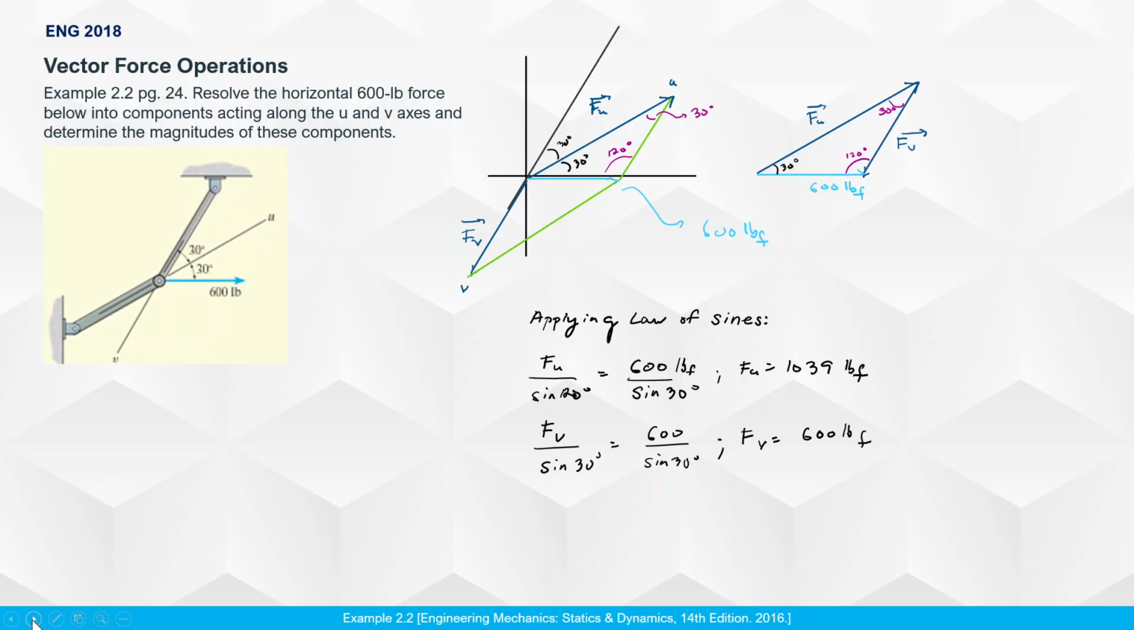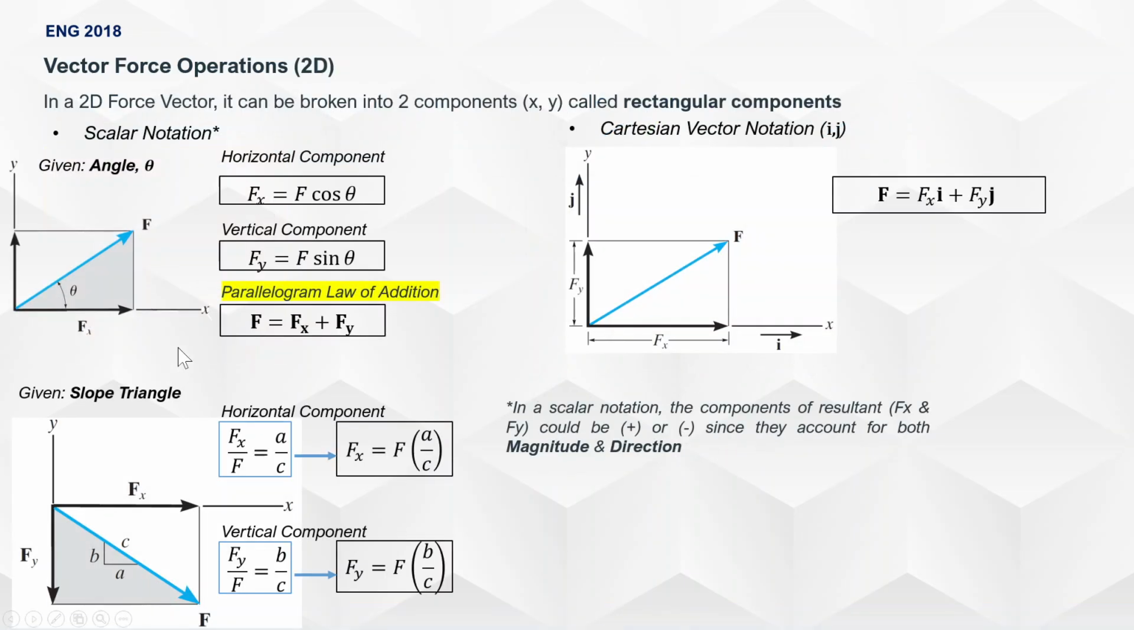Now we're going to talk about vector force operations, possibly with more than 2 force vectors. So we show them. This is most likely the scalar notation that you may know, wherein you're shown the force vector F, and per force vector, it has components, called its rectangular components. In this case, it has x and y components, so f of x and f of y.